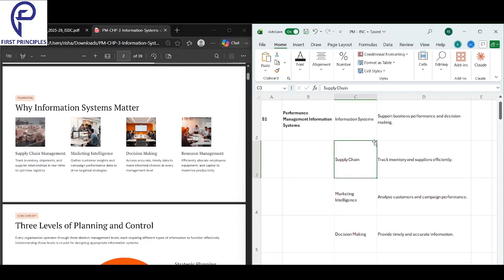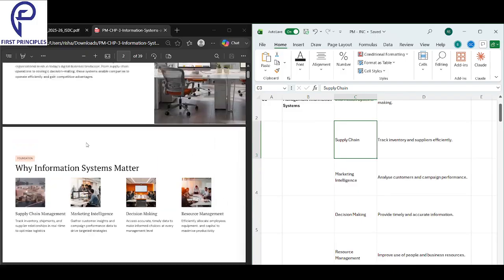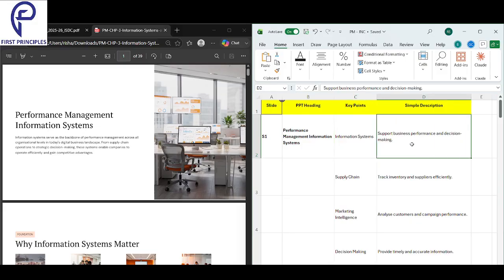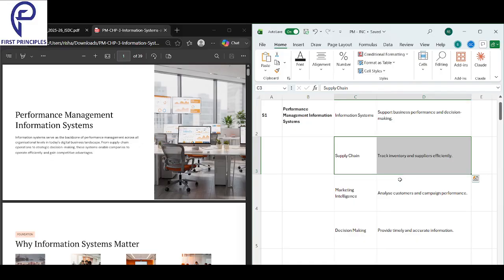At least we'll try to do the first 10 slides here, and let's get a good understanding of this particular introductory part of this chapter. So starting off with performance management systems, let's break it down. What are information systems? They support business performance and decision making, right? The information system gives you so much information that you can make better decisions. Instagram Insights is an example of that, right? It gives you so much good analysis that you're able to make better decisions.